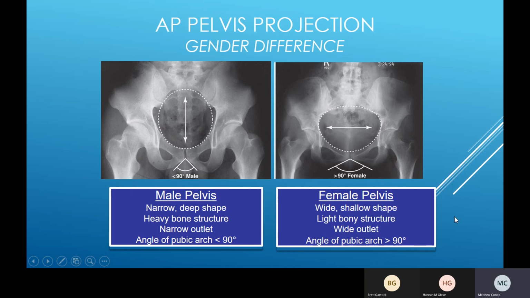This is the difference between the male pelvis on a radiograph versus the female pelvis on a radiograph. Obviously, what we're going to see here is with the male pelvis, iliac crests are a lot higher. The bowl of the pelvic ring, if you will, or the bowl of the pelvis is a lot more narrow and deeper. It has a very narrow pelvic outlet. The female pelvis, iliac crests are not nearly as prominent or as high, and it has a wider pelvic outlet.